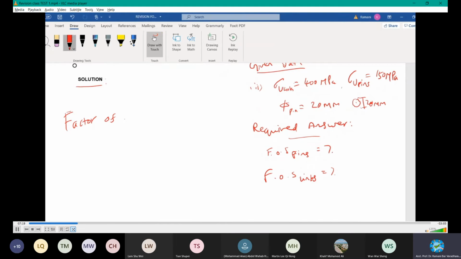How do you define factor of safety? Anyone? Is equal to strength divided by stress. Ultimate is the material property, and that should be very high. That's why you put it at the top. Ultimate stress. You check whether I'm doing correctly or not.